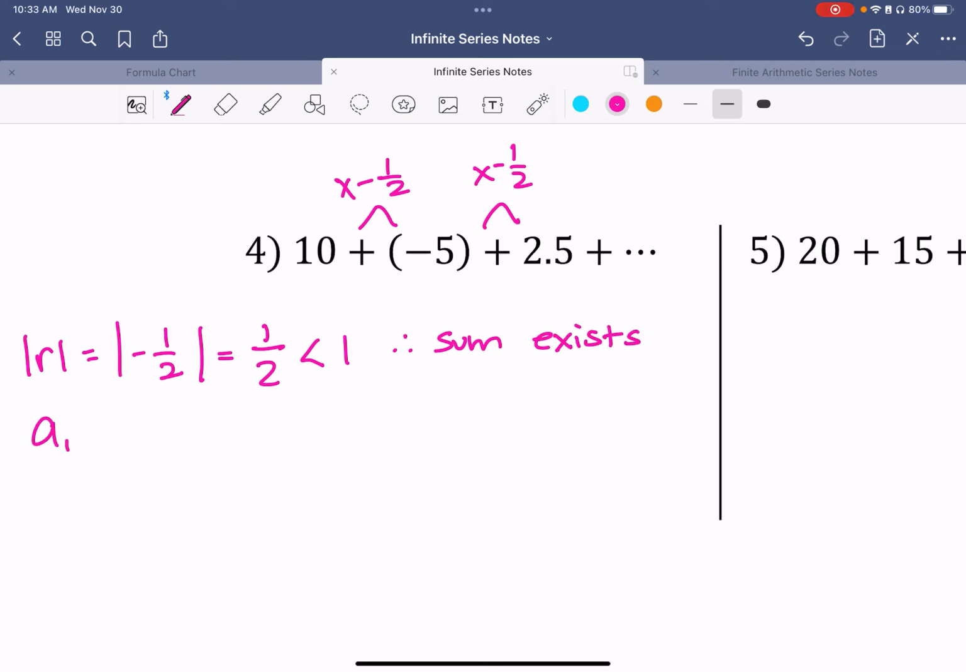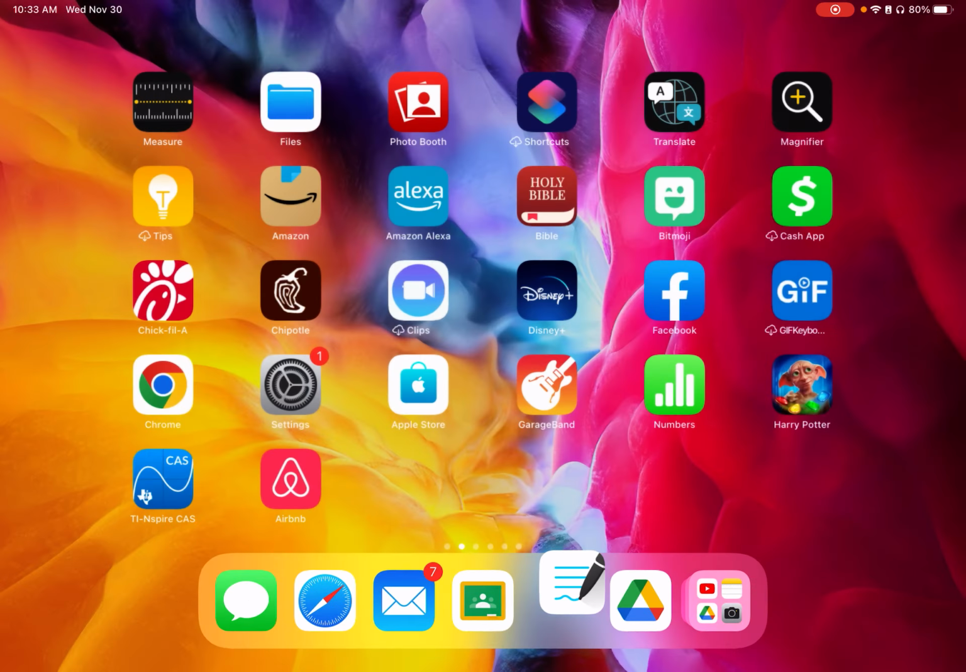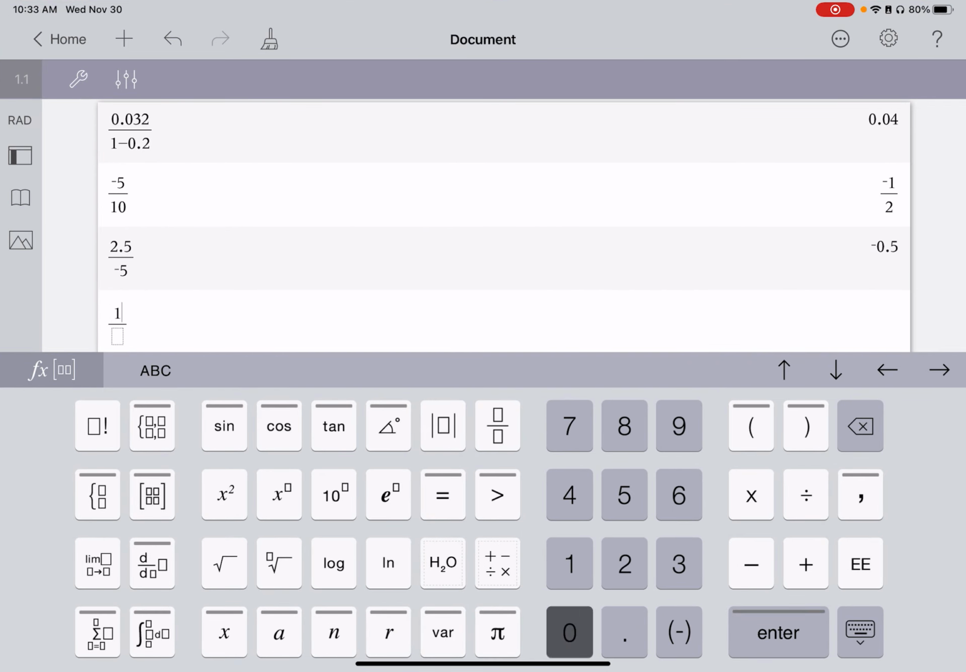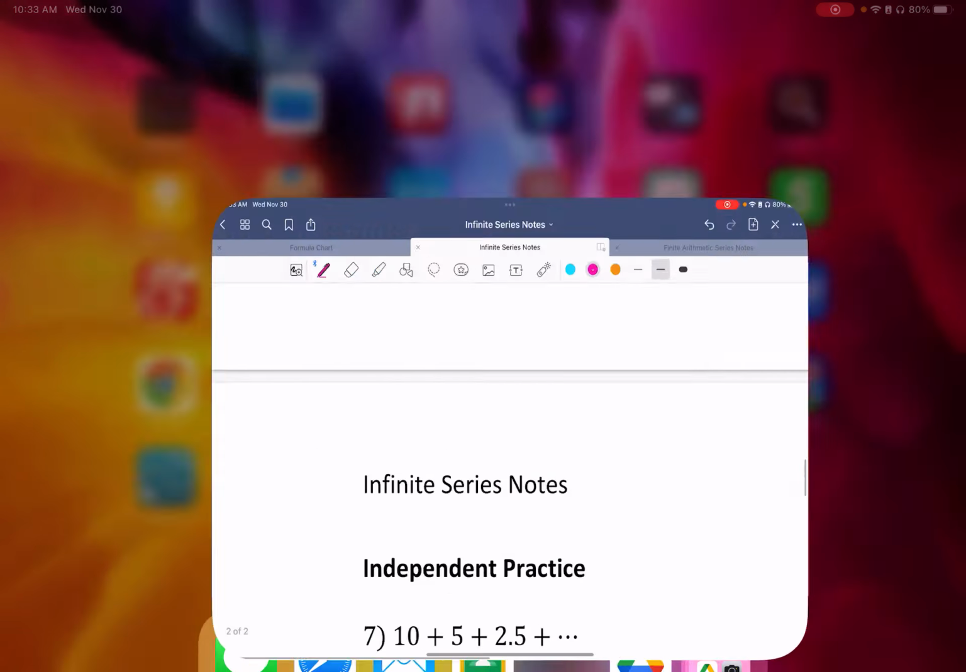Now identify what the first term is. That's the first term in the series, so it's just 10. Then you can just plug everything into the formula. So 10 over 1 minus 1/2. Put that in the calculator. 10 over 1 minus 1/2. And, oh, I think I messed up. Yes, I did.